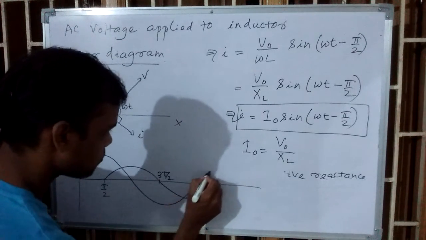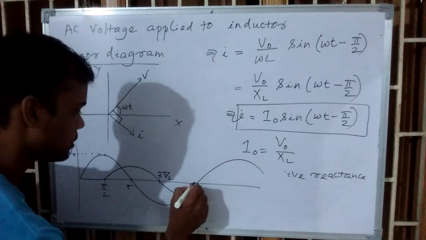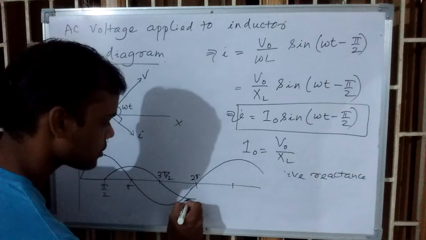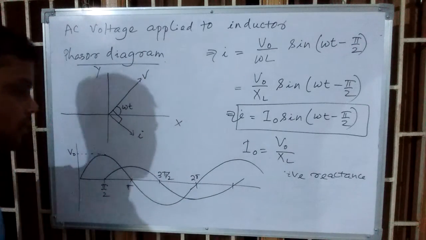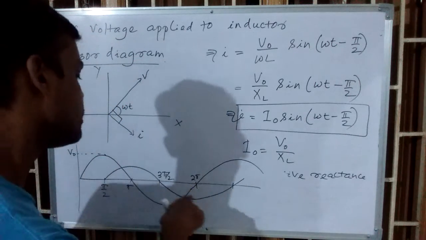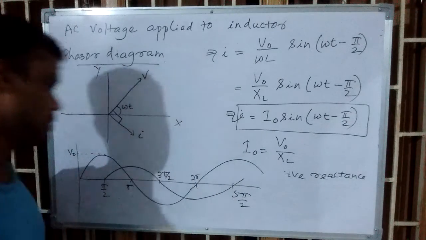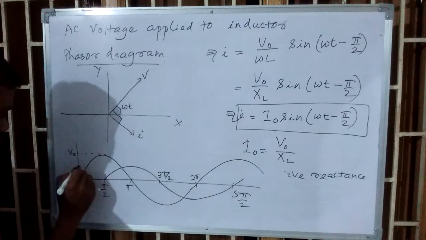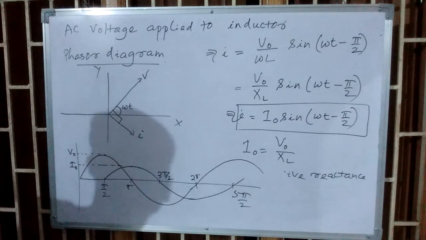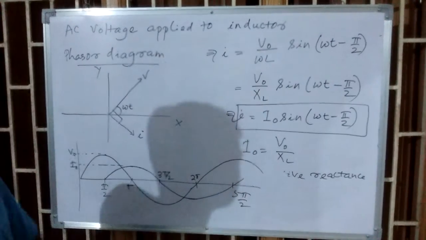Now let us draw some more here, it will be clear. This is the voltage. Now this is pi, this is 2 pi. The current will enter here, and again it will cross the axis here. This is 2 pi plus pi by 2, that is 5 pi by 2. So this is the current wave. Now this amplitude is I naught. So this is the waveform of voltage and current for the inductive circuit, and this is the phasor diagram.